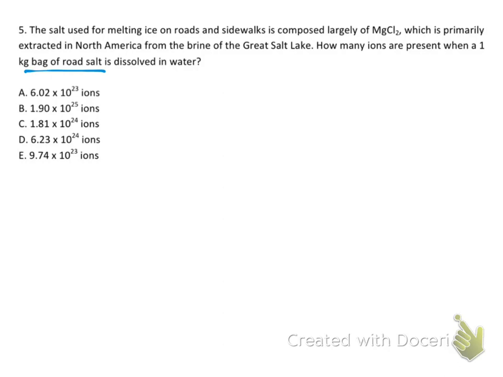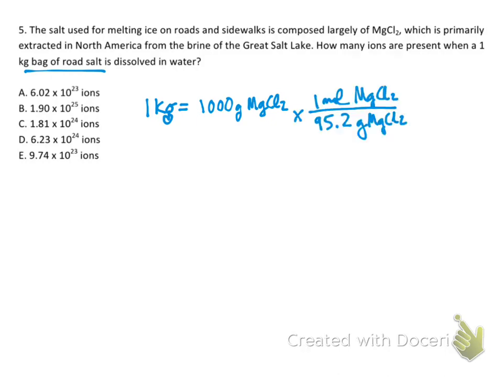Okay, let's do it. So 1 kilogram is equal to 1,000 grams, and our road salt is magnesium chloride. And fun fact, a lot of it is derived from the salt of the Great Salt Lake. Okay, so now let's do some calculations. To convert to the universal currency of chemistry, the mole, we need to use the molar mass, so there are 95.2 grams of magnesium chloride for every 1 mole of magnesium chloride, which ends up giving us 10.5 moles of magnesium chloride.